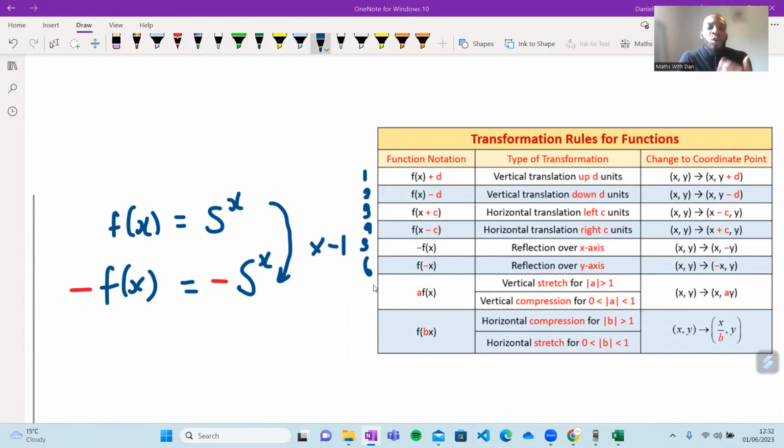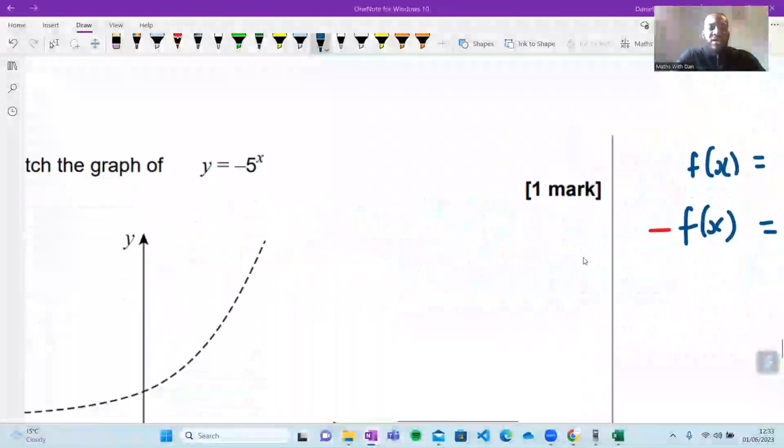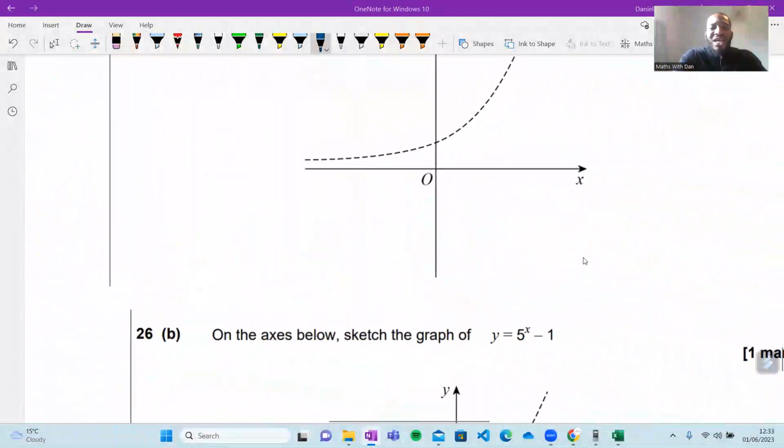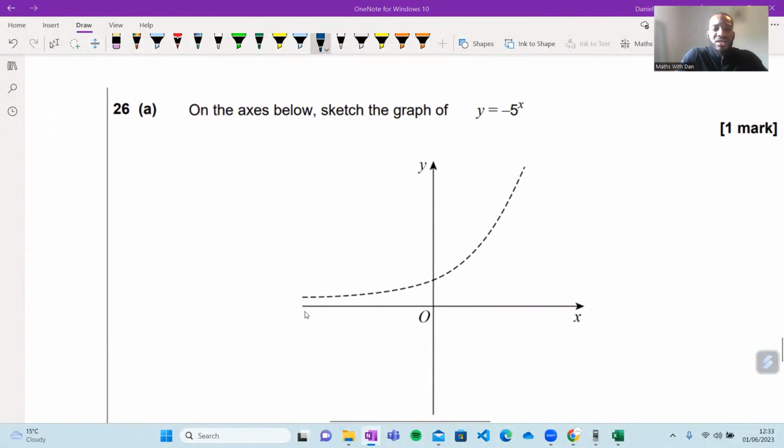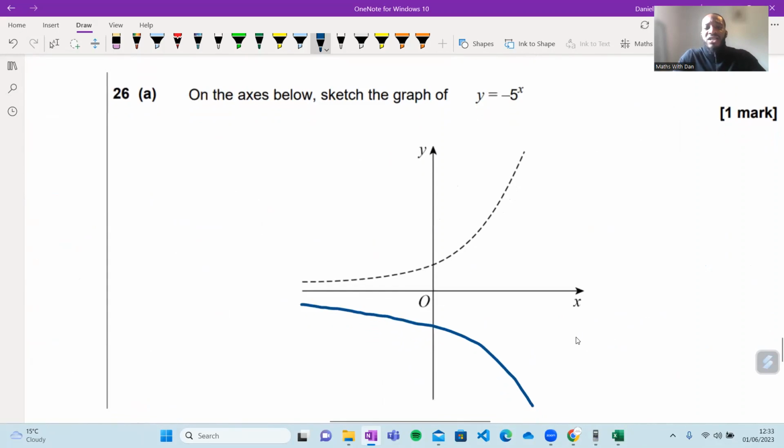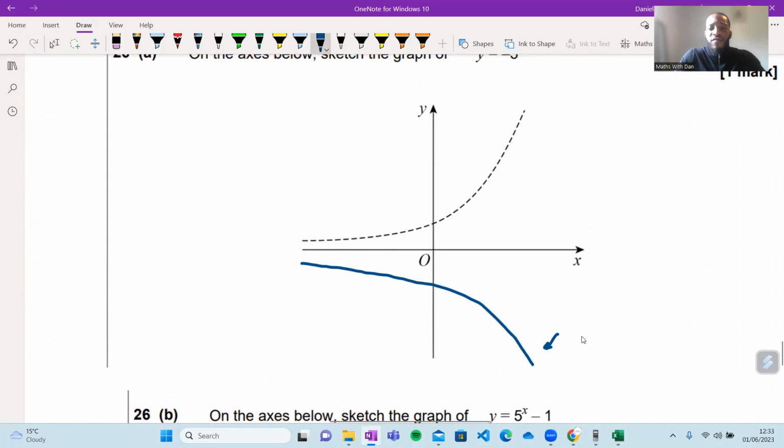Then you say to yourself, okay, what rule is that? It says it's a reflection over the x-axis, and what you're actually doing is timesing all of your y coordinates by minus 1. Reflection over the x-axis. Okay, that's fine. How do I reflect this over the x-axis? It's just going to look like this. The x-axis is there. If I reflect it in that, this is the graph of y equals minus 5 to the x.